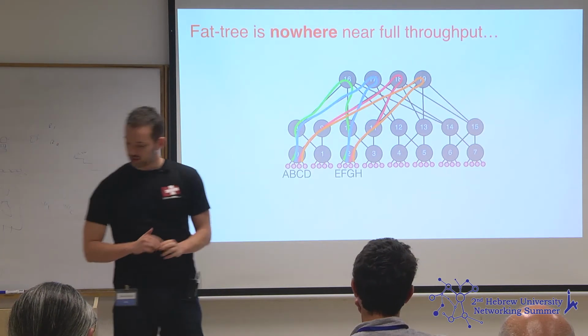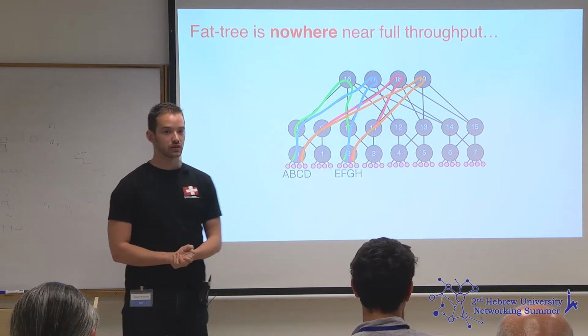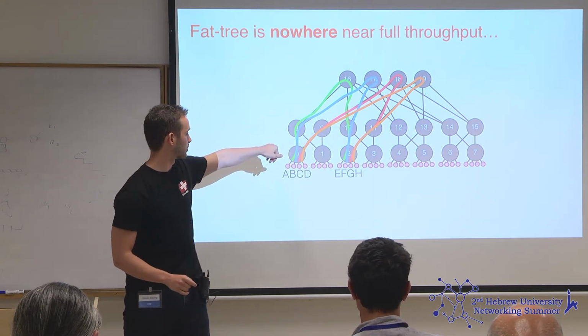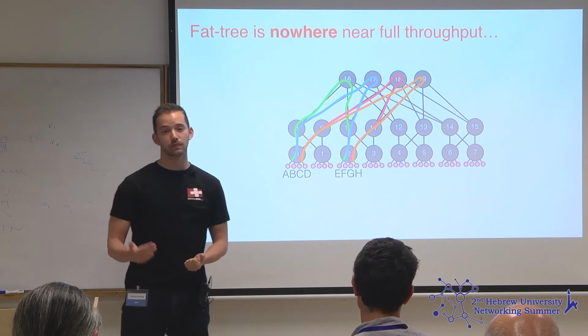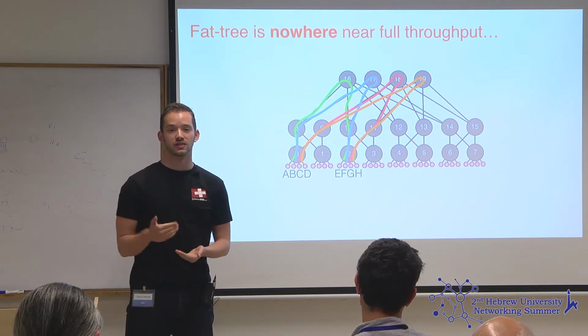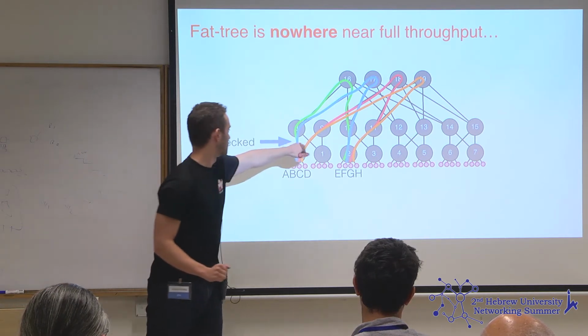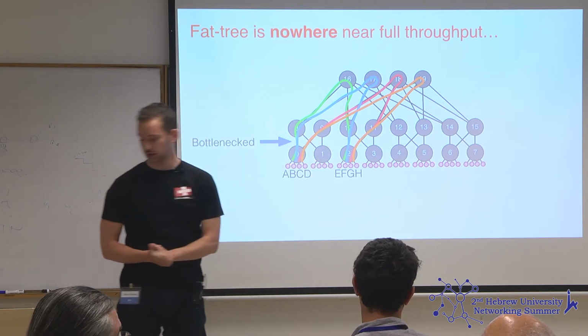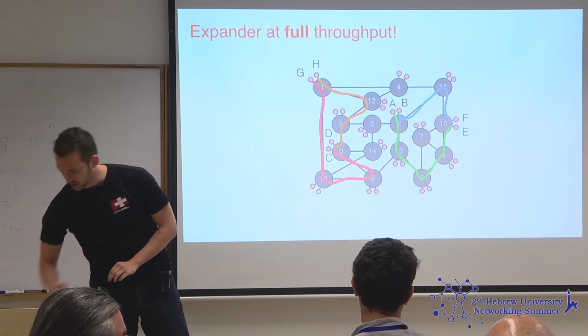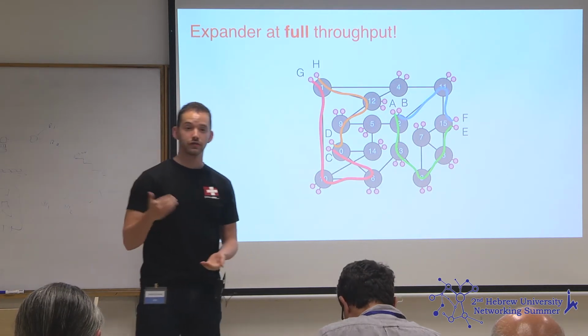So the fat tree itself is nowhere near the full throughput. It's heavily bottlenecked here at the bottom, and it's only able to achieve 50% of the amount of traffic that the servers would want to put into the network. As such, these become the bottleneck in a very skewed case. In the case of an expander, it's able to achieve full throughput.